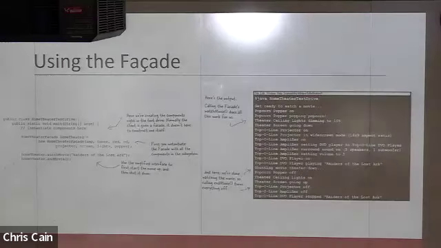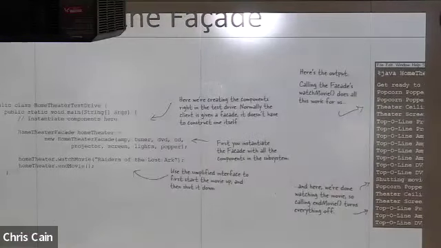So we can actually use the facade. And now we see how simple the client's code is. Inside of main, we just make the associated components that we need. We make a home theater facade, we pass it all of the objects that we just made, and then we can just call the home theater dot watch movie. And suddenly it plays the movie.